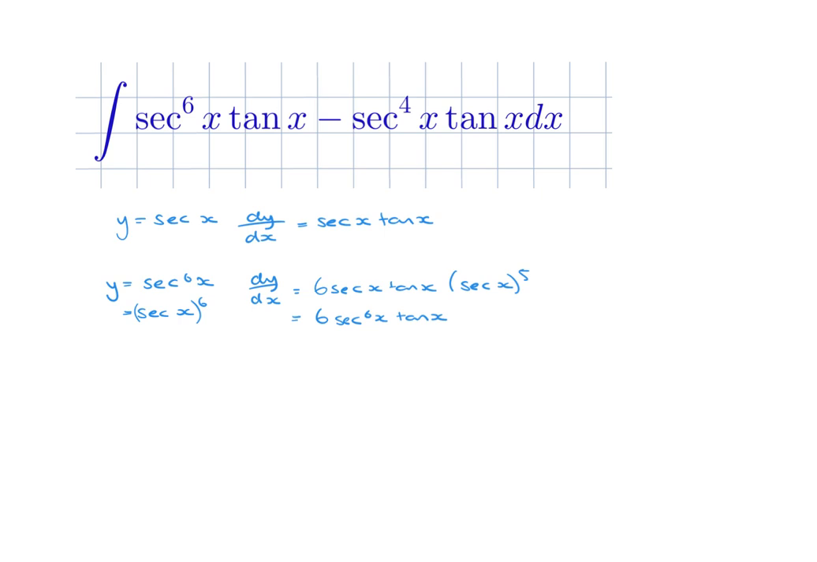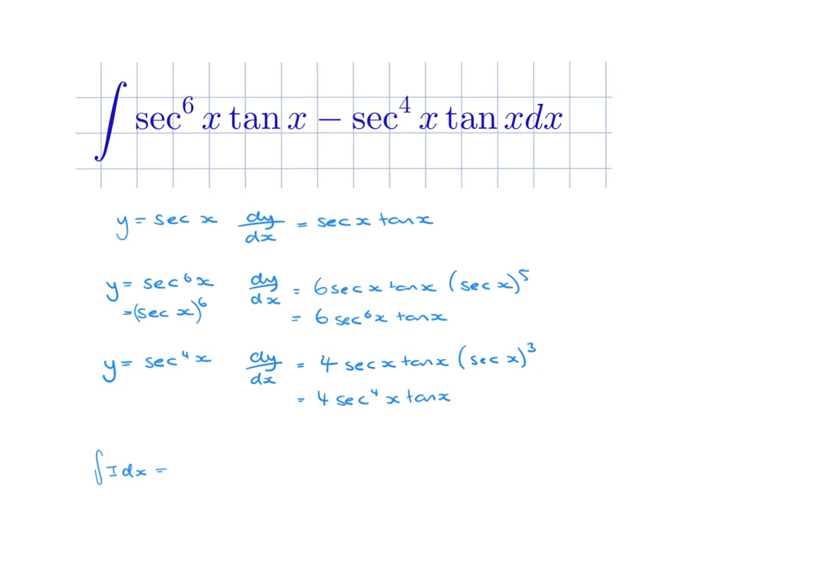And this looks very much like what we've got in our integral. The only difference is we've got an extra 6 on our differential. So let's do the same with our sec to the power of 4x. So if we had y is equal to sec to the power of 4x, and we differentiated this, we'd bring our 4 down, we'd bring our differential out, which is the sec x tan x, and we'd lower our power by 1. And once again, this is going to simplify to give that same format that we've got in our question.